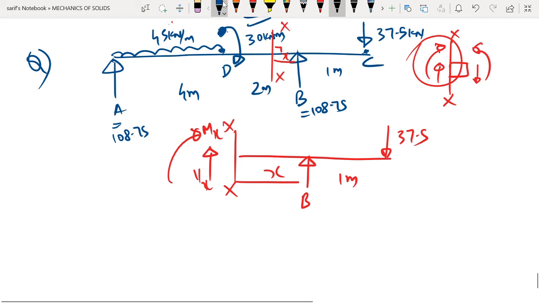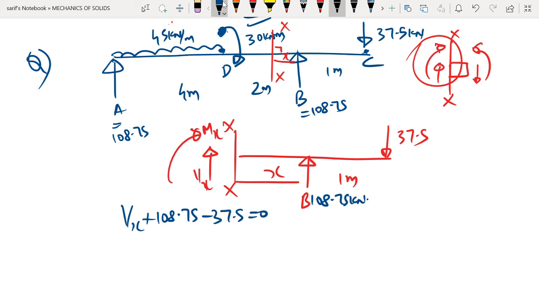So if we write the equations of equilibrium, the value is 108.75 kilonewton here. We will get Vx plus 108.75 minus 37.5 equal to 0. We will get the value of Vx as minus 71.25 in this region. So this is the region DB that we are considering, and the origin is the point B. So minus 71.25 kilonewton will be the value of Vx.